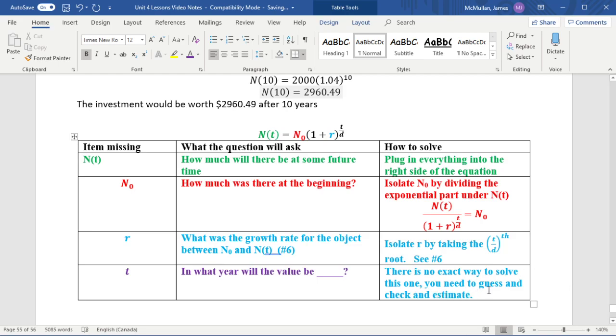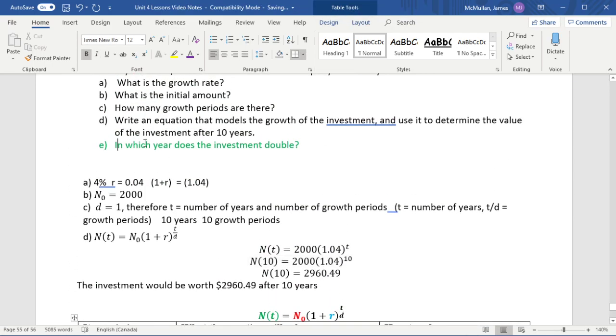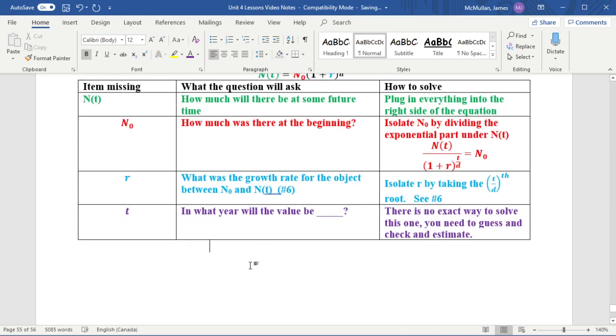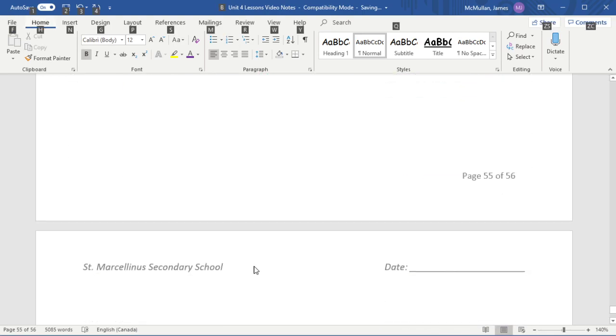I'll show you the exact way, but I'm not expecting you to know how to do it. So let's show how we would get t in our question. If t is missing, we should know everything else, right? So it says, in what year does the investment double? So let's write down what we know.